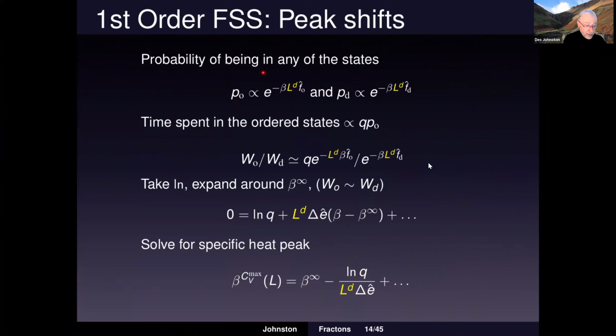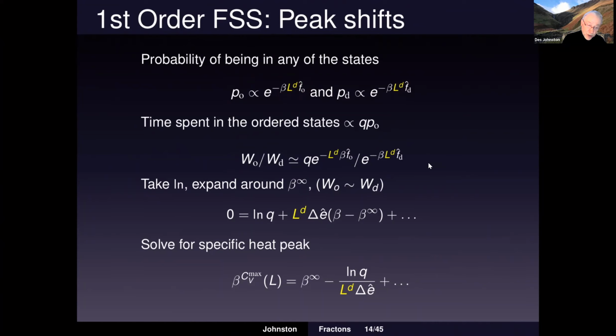So the probability of being in an ordered state is this. So the betas are 1 over temperature, throwing away the Boltzmann constant. And the F here is the free energy per unit volume, so I've included a volume factor sitting in front of it. So these are just the usual Boltzmann weights for being in a particular state. And the probability of being in a disordered state looks like this.